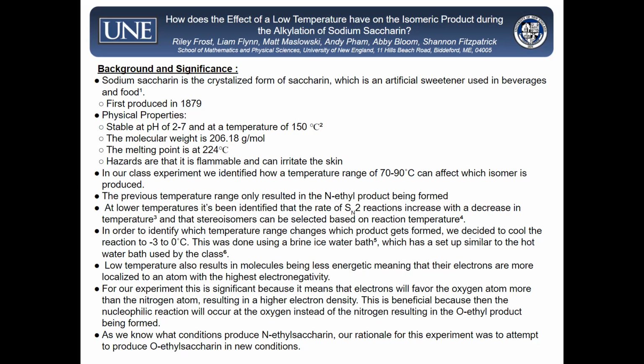Low temperatures also result in molecules being less energetic, meaning that their electrons are more localized to an atom with the highest electronegativity. For our experiment, this is significant because it means that electrons will favor the oxygen atom more than the nitrogen atom, which will result in a higher electron density. This is beneficial because then the nucleophilic reaction will occur at the oxygen atom instead of the nitrogen atom, and this will result in the O-ethyl product being formed. As we know what conditions produce N-ethyl saccharin, our rationale for this experiment was to attempt to produce O-ethyl saccharin using new conditions.